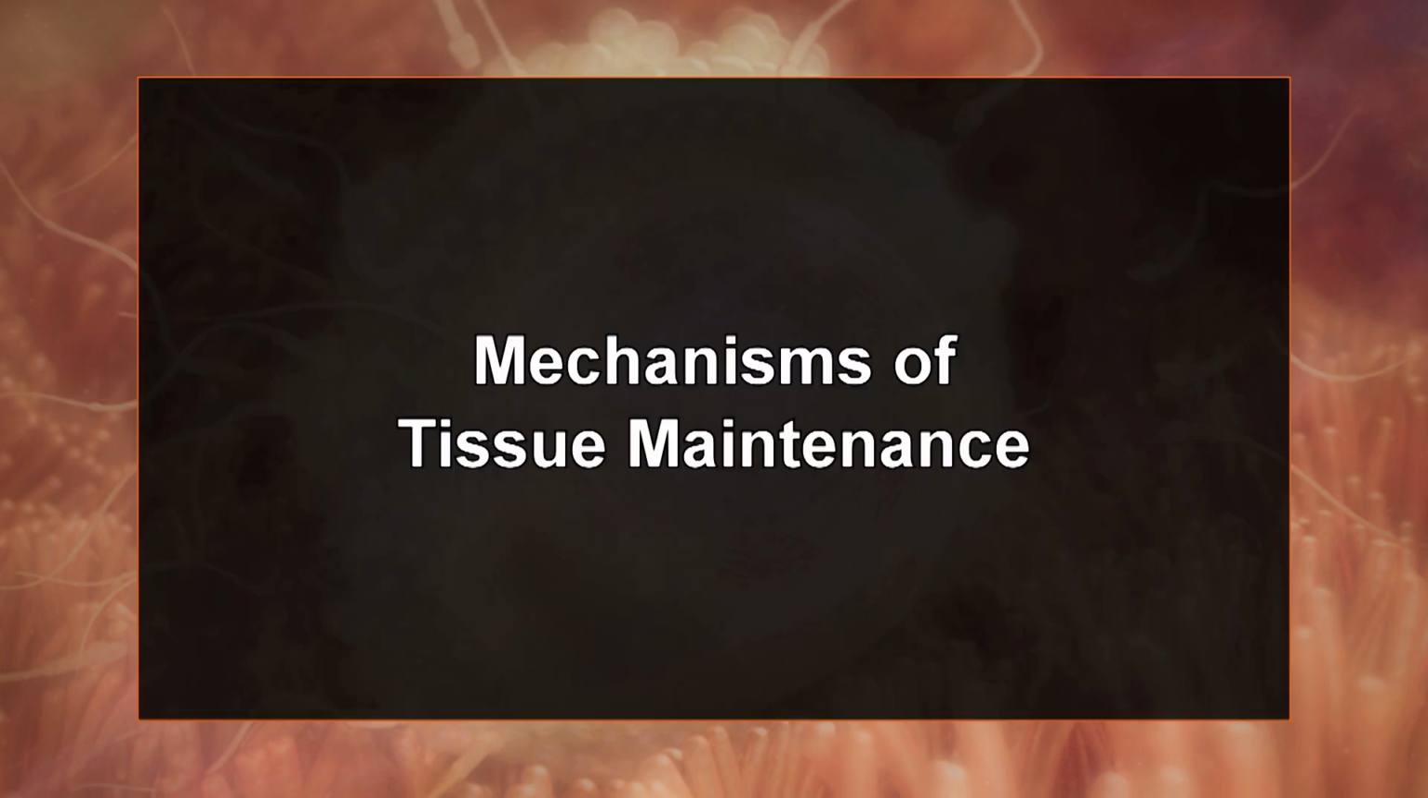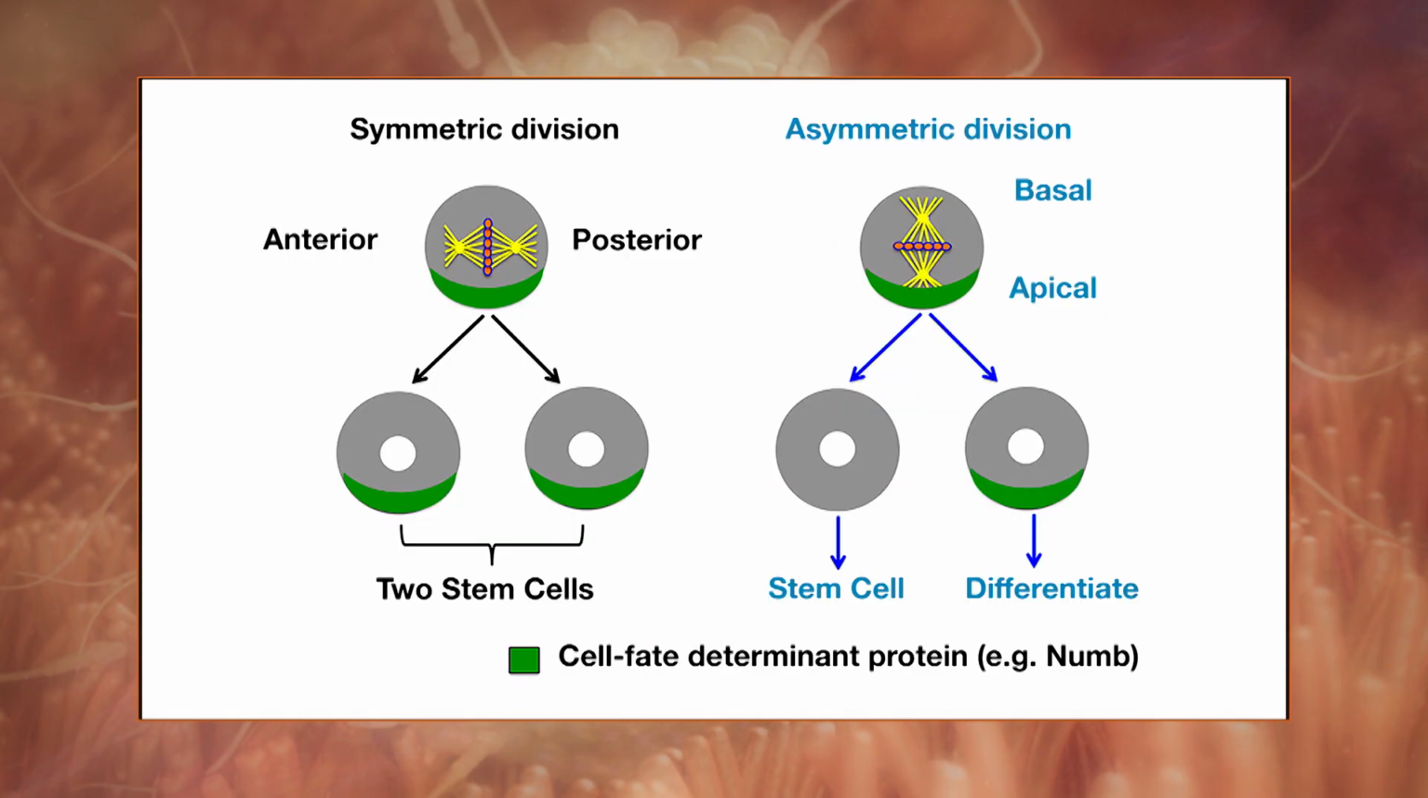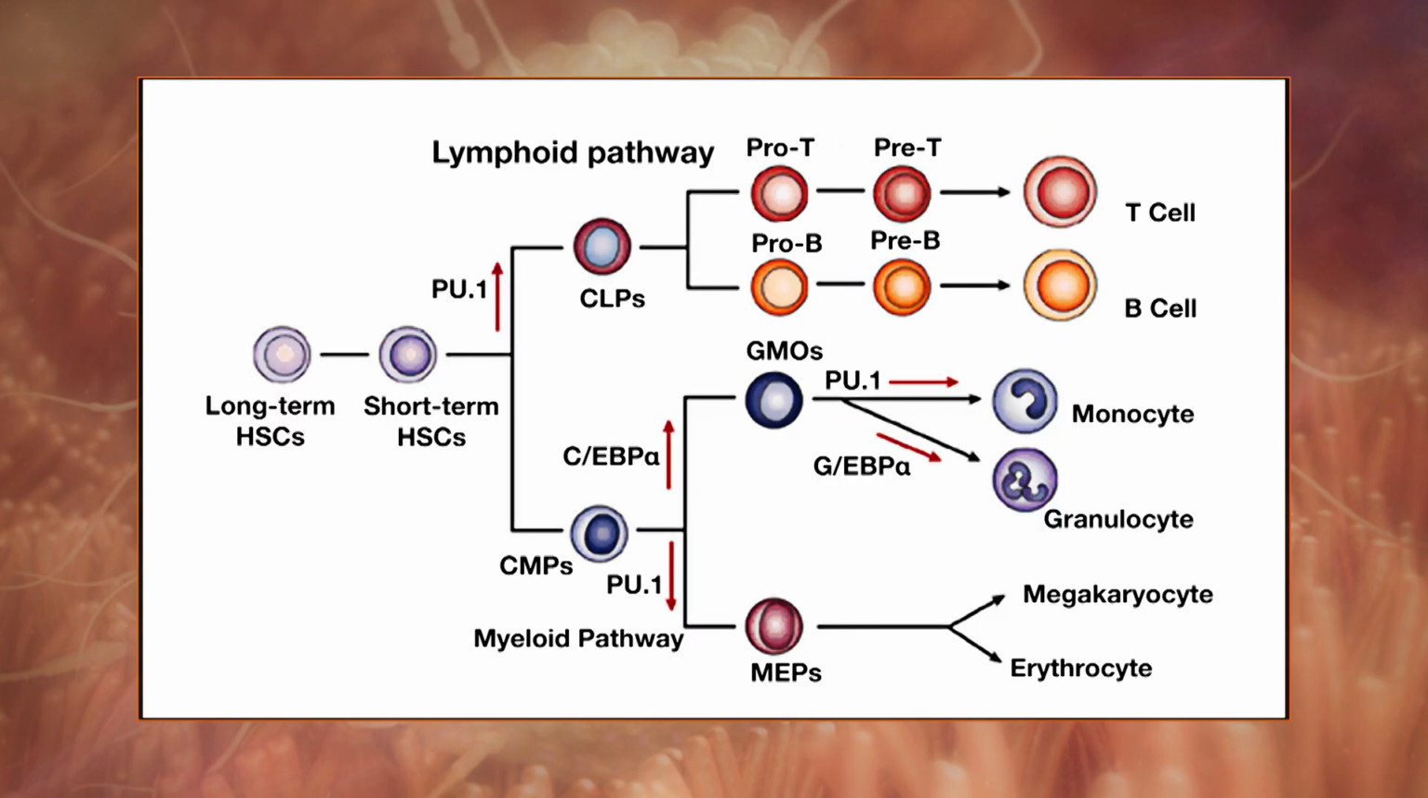Mechanisms of tissue maintenance: adult stem cells maintain tissue through asymmetric division, producing one stem cell and one progenitor, preserving the pool while generating differentiated cells. In the hematopoietic system, HSCs divide asymmetrically, yielding progenitors for erythrocytes and leukocytes, regulated by transcription factor 1, or TCF1, and polycomb repressive complex 1, or PRC1.